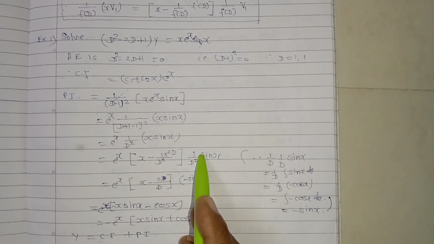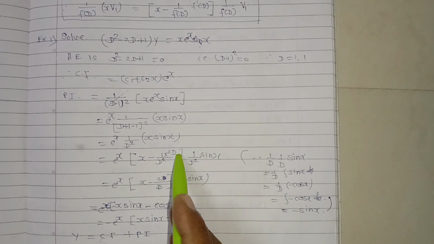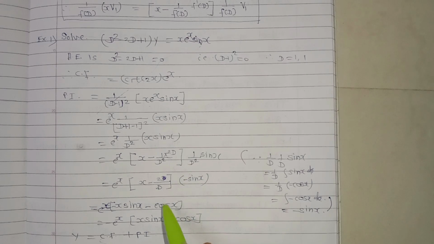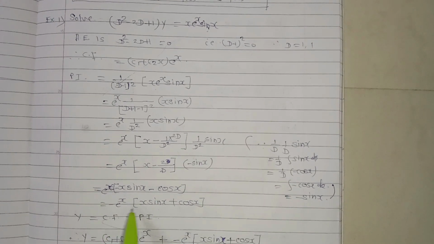The derivative of sin x, 2 into D upon D square, that means 2 upon D. And minus, minus plus 2, 1 upon D of sin x, that is the integration of sin x, is minus cos x, bracket complete. Here we take the minus sign outside, so we get the particular integral equal to minus e raised to x into bracket x sin x plus cos x.